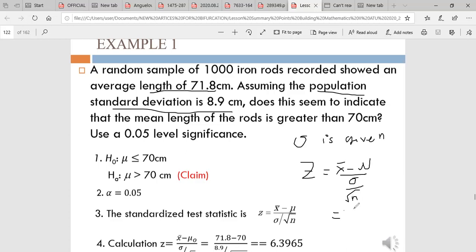X bar is 71.8, minus the claim value here, which is 70 centimeters, over the standard deviation that was given as 8.9, divided by the square root of n. N is 1,000 iron rods. So you want to calculate this for me. First compute the denominator and then do that for the total. So do the calculation and let's have the answer.